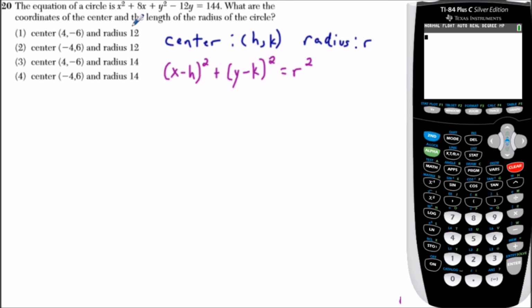Okay, so for question 20, we have the equation of a circle written out, and we want to know the coordinates of the center and the radius of the circle. This formula you absolutely need for this question, and the trick to this question is you have to be skilled with completing the square.